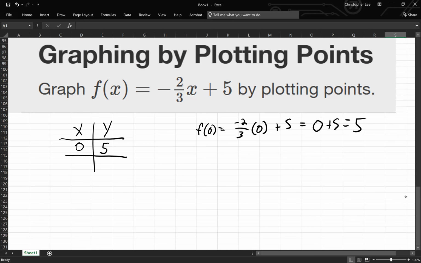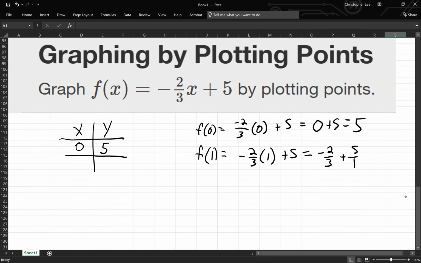Now I have to pick another point. What's an easy point that I could pick? One is pretty good. Let's go with that. So this is f of 1, which is equal to negative 2 over 3 times 1 plus 5. This becomes negative 2 over 3 plus 5 over 1.